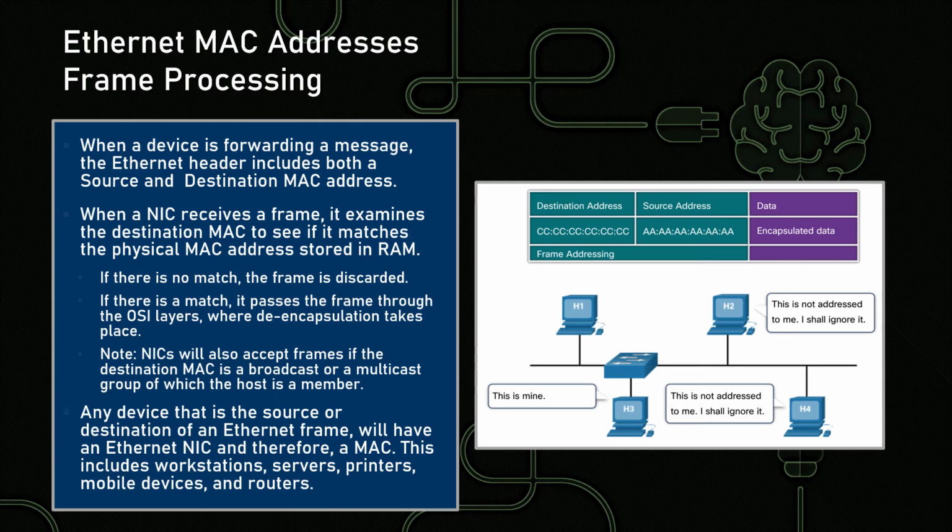In the example we see here, we have a destination address of all C's, source address of all A's. If we look at H1 and H2, H1 is our originating source. I don't know why they clipped out the text. H2 is all B's. H3 is all C's. H4 is all D's. So H3, because it's all C's and it matches the destination address, will say, hey, this is mine. I'm going to take it in and start processing the de-encapsulation.